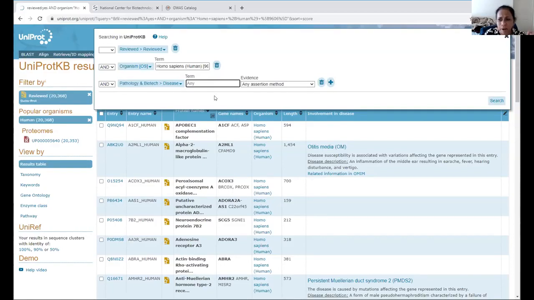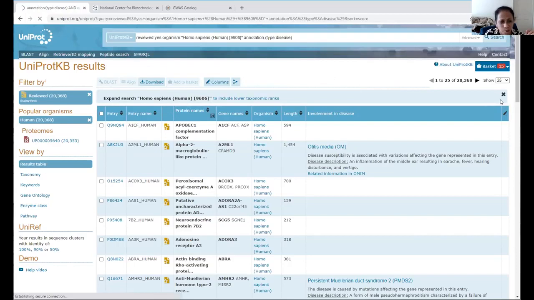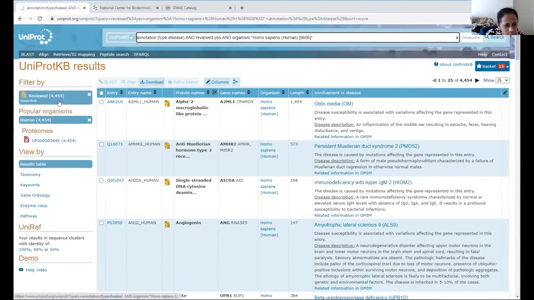So pathology and biotechnology, I'm just going to press the search and look at this. I was correct, right? We were almost close. So we have about 4,454 of these proteins that are actually involved in the disease, correct? So this is how we can keep adding more and more to this, right? For example, out of all of these genes, how many of these are implicated?